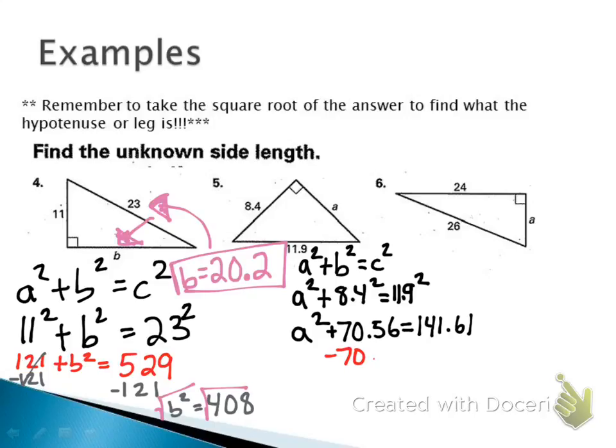Now, how do I get that A squared part by itself? Subtract. I'm going to subtract 70.56 from both sides. So I get A squared equals, okay, what's the last step on this one? Take the square root of both sides. So I'll write it up top where you guys can see it. What do you get for your A?